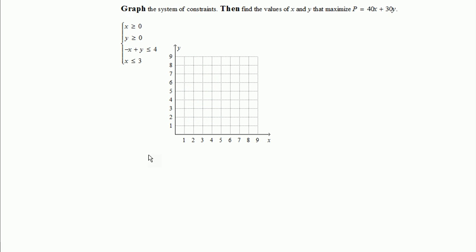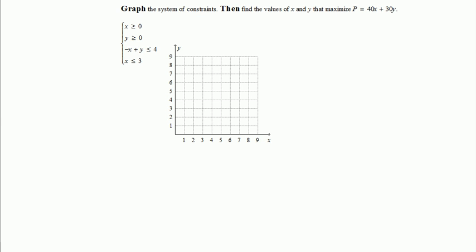Alright, this is our last problem on the exam. We're asked to graph the system of constraints that's already given and then find the values of x and y that maximize p equals 40x plus 30y. So let's go ahead and graph. X is greater than or equal to 0 and y is greater than or equal to 0. Just forces us to the first quadrant. So that's done.